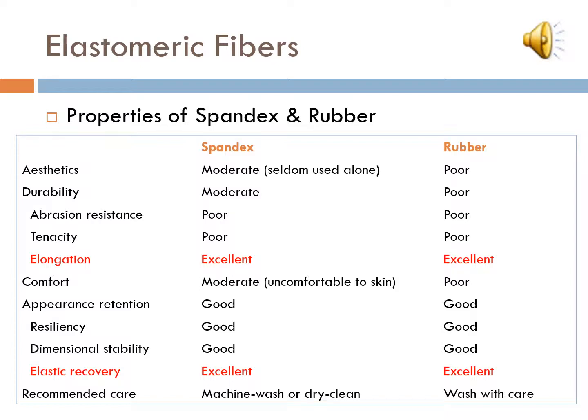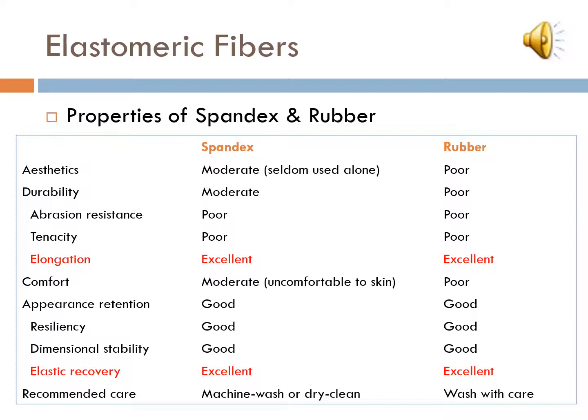Here's a closer look at the properties of both spandex and rubber. And now you can really see what the idea was behind the development of spandex, which was basically to capitalize on the properties of rubber, which of course for both of them is excellent elongation and excellent elastic recovery like we've been talking about. So spandex was developed to better what was already happening with the rubber and make for a better product that also had those properties. They managed to do it here.